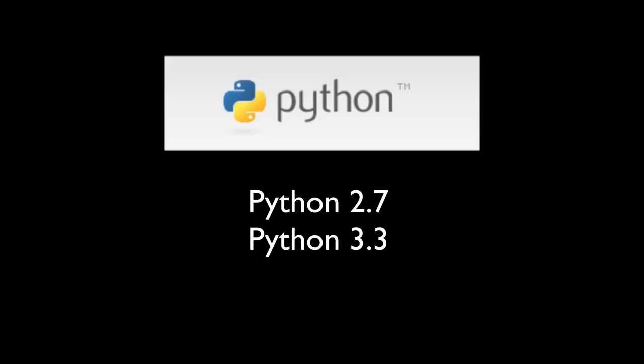The current production versions of Python are Python 2.7 and Python 3.3. They both work very well and are production ready. Some existing third-party software is not compatible with Python 3.3, so they suggest using Python 2.7. I will use Python 2.7 for this video.